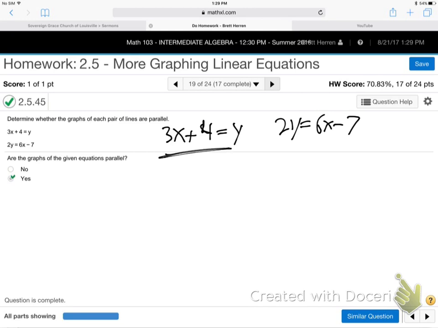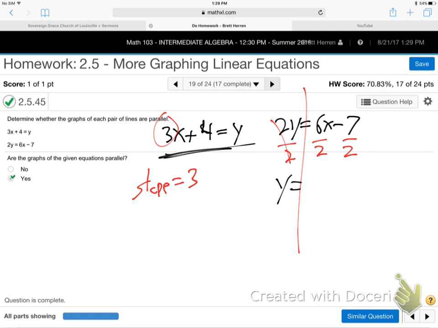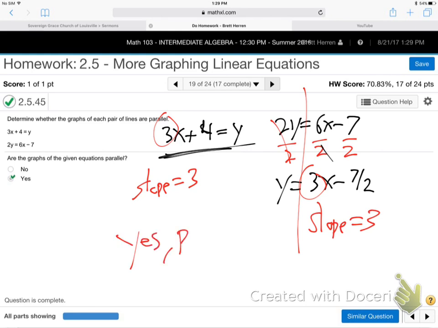Okay, so y is already alone in this one. Y is already alone, don't need to do anything. So the slope's right there, it's 3. Slope for that one's 3. What about the other one? Here's the wall. I've got to get y alone. What do I have to do to get y alone in the other one? Divide by the 2. So we get y equals 6 over 2 is 3x minus 7 halves. So the slope's 3. They're both 3, so they're parallel. Equal slopes.